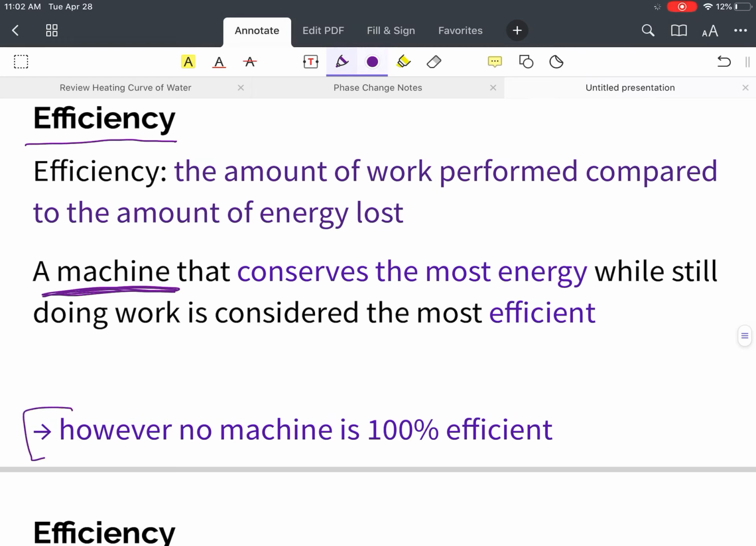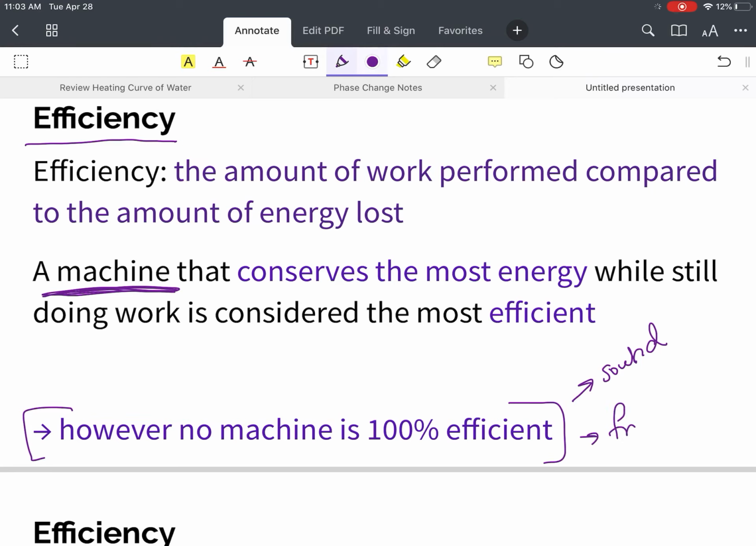One thing to know though is that no machine is going to be 100% efficient. We're always going to lose energy somehow. Remember, we just talked about how energy can be converted into different types of energy. So one way that we can lose energy is as sound. Think about that rolling cart carrying the boxes. It's not silent, right? You can hear it coming down the hall.